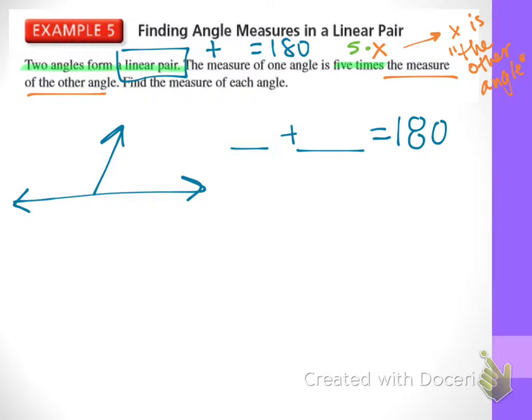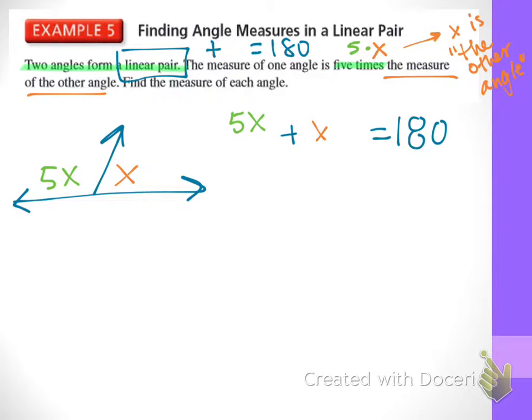So we know one of them is 5x, right? 5 times x. Because this means 5 times the other angle. What do we call the other angle? Call it x. That's what x represents, right? The other angle. So one of them is 5 times the other, and one of them is the other. So now we know they add up to 180. We're going to add them. 5x plus x equals 180.